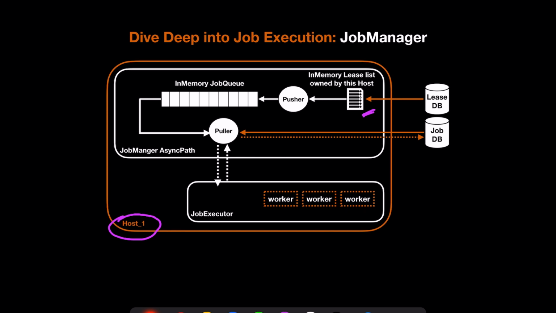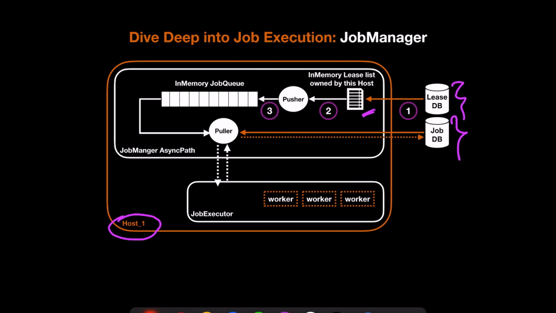Let's go over it one more time. From the sync path, we store the job information in the job database, right? And in the lease DB, we have our lease ownership and other things which were already done by our lease manager. And our job manager async workflow first reads the leases owned by only this host. And then the next step, we have a pusher who iterates over these leases and selects the jobs which need attention and pushes them into the in-memory job queue.